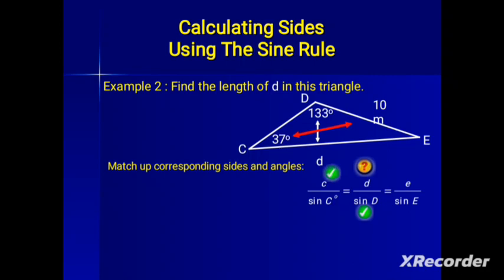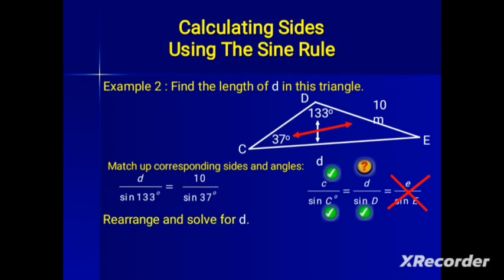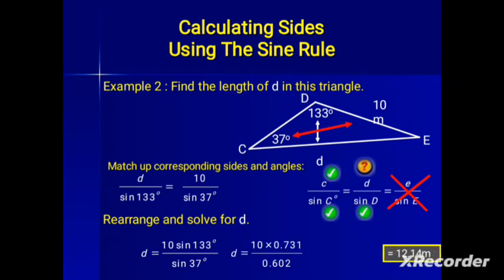This implies that D over sine 133 degrees is equal to 10 over sine 37. Therefore, rearranging and solving for D will get us the value of D being 12.14 meters.